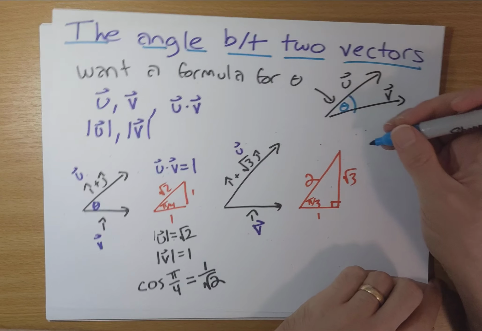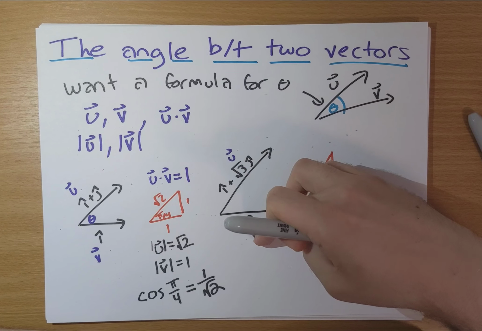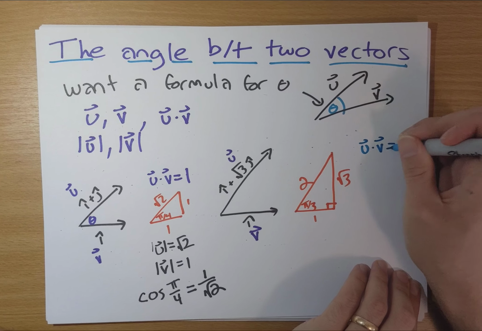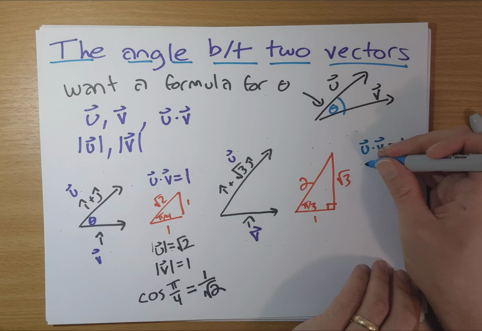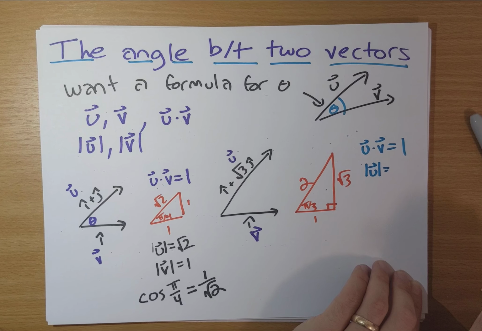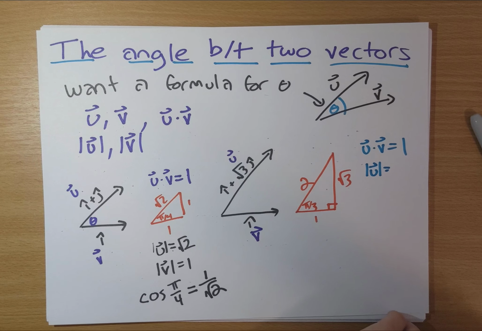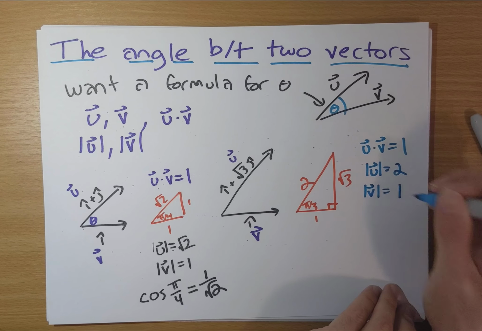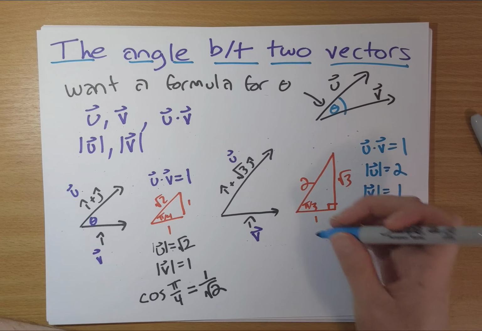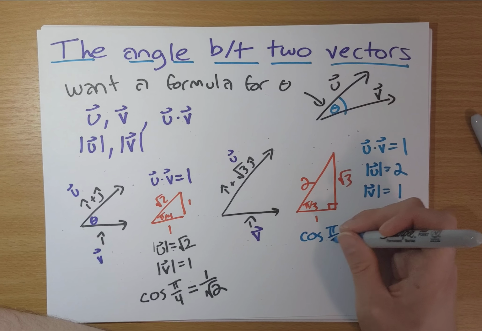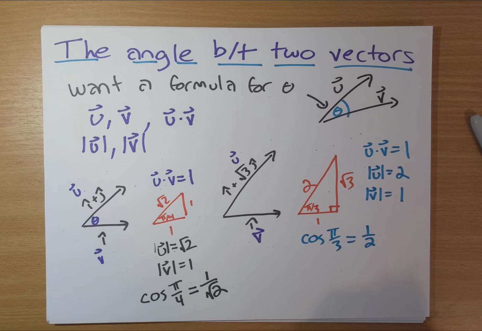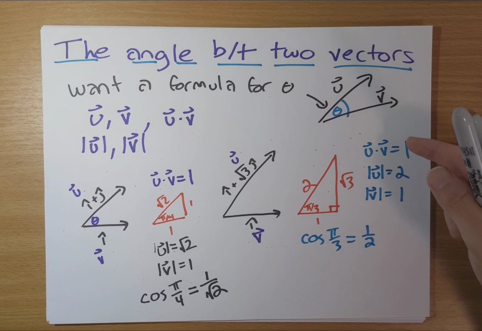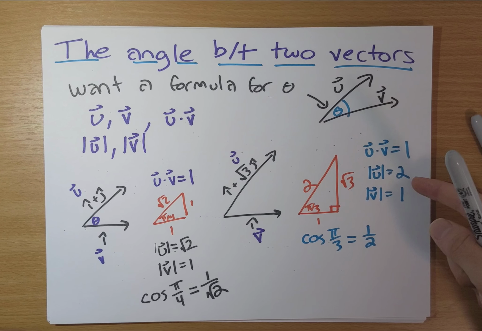Once again, let's just write down u dot v: 1 times 1, plus square root 3 times 0, is 1. So u dot v is still 1 in this case. And the length of u, as I already put here, is 2. The length of v is 1 here. And we know that the cosine of pi over 3 is 1/2. So again, this is very suggestive here, and if we do u dot v over the magnitude of u, that checks out.